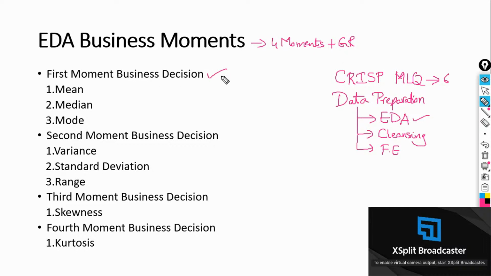What does the first moment business decision measure, my friends? It measures the center value or the representative value. It captures the center value of the data. How can it capture the center value or the representative value of the data? By the concept of mean, which is nothing but average.